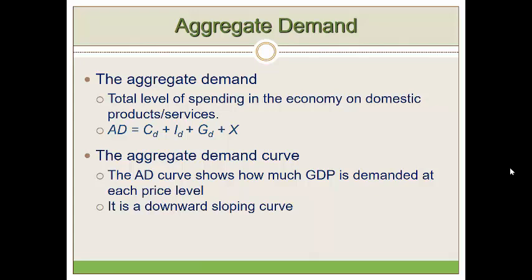So, aggregate demand is basically the sum of the spending on consumer goods by households in the economy, plus the investment, or the spending on capital goods by the firms, plus the G, spending by the government on the domestically produced goods, plus the exports, the produced goods that we export. So these are the components of aggregate demand. And notice that we don't take away N, imports.